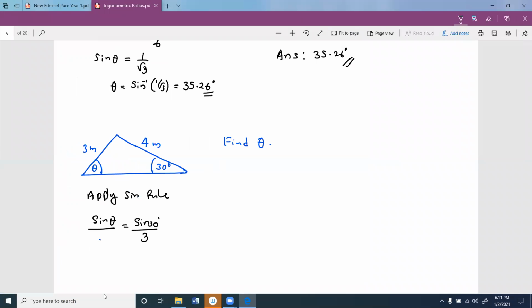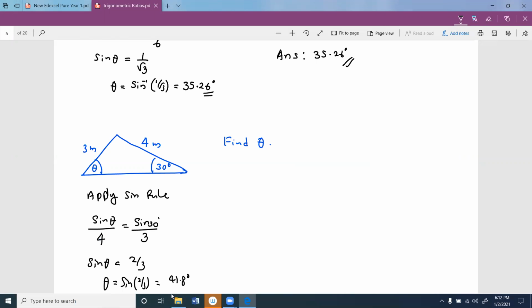Then you can say sine theta is equal to 4 times sine 30 divided by 3, so it comes to 2 over 3. So with that, you get the answer theta equals sine inverse of 2 over 3. So that answer is 41.8.